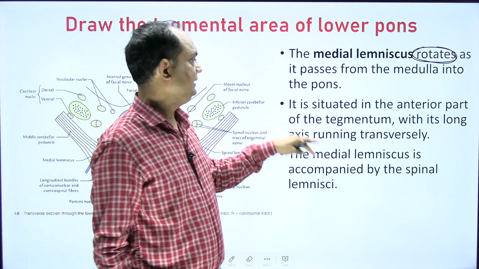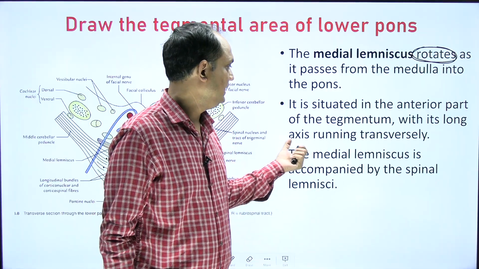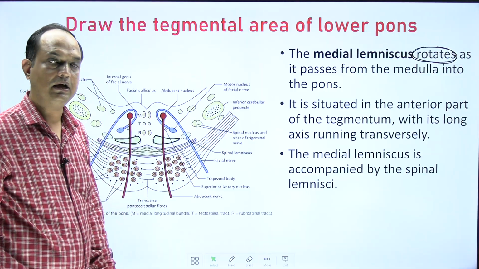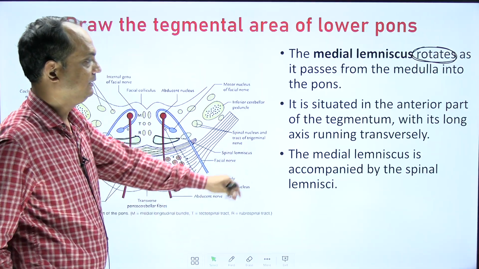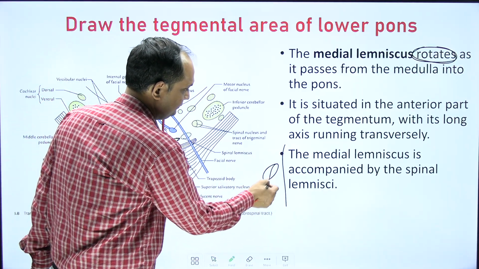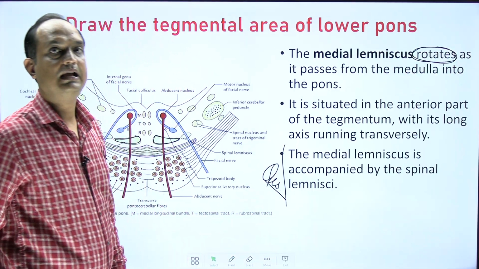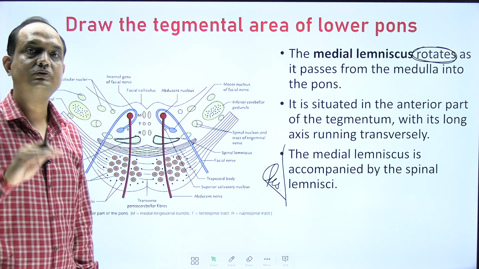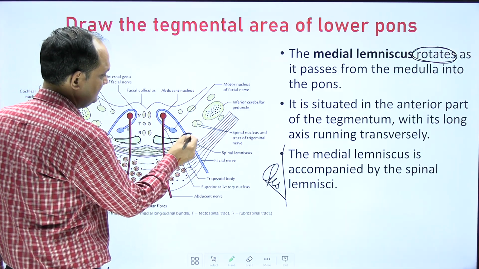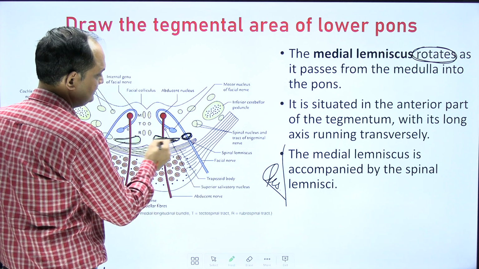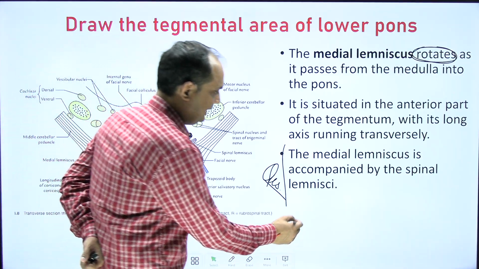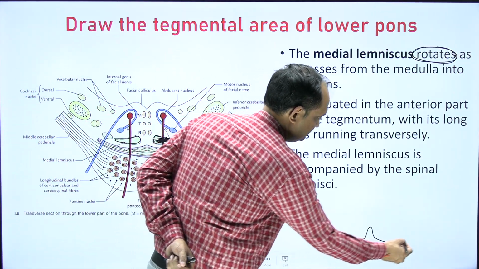Now it is situated in the anterior part of the tegmentum along the axis running transversely. So it is a transversely arranged area now, and the medial lemniscus is accompanied by the spinal lemniscus. This is again a question for your exam: which lemnisci are present in the pons at the level of the facial colliculus? So in this image you have to draw two lemnisci. One is the medial lemniscus and the second is the spinal lemniscus. Clear?